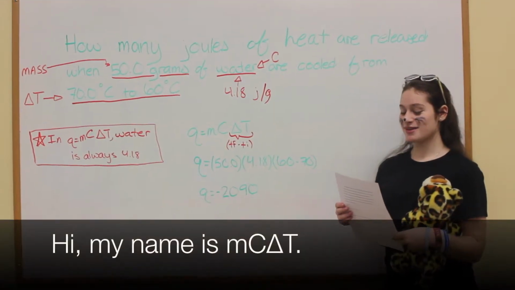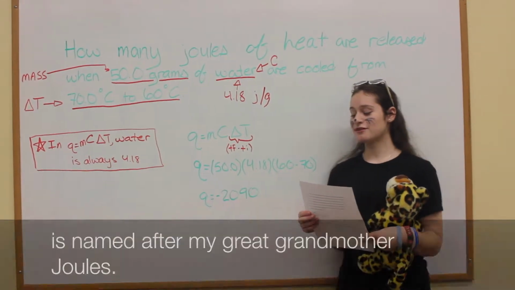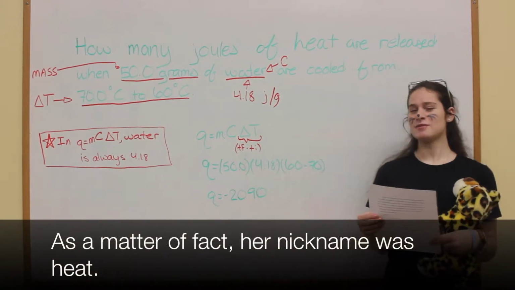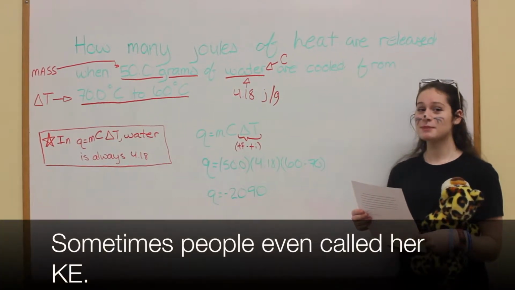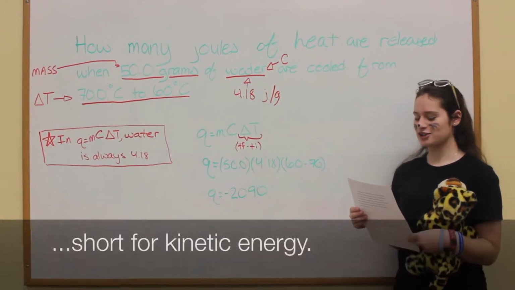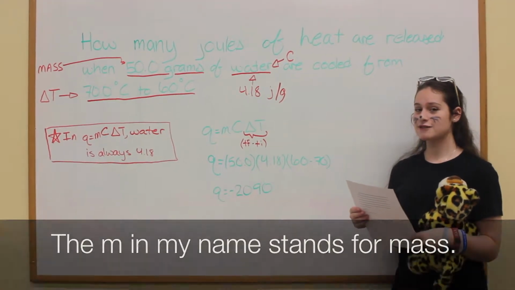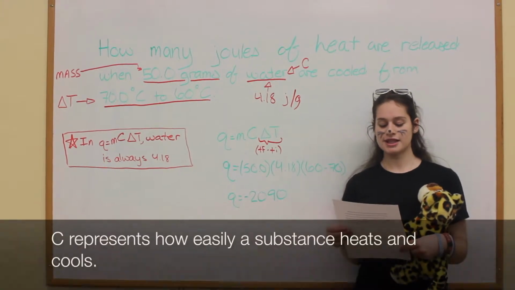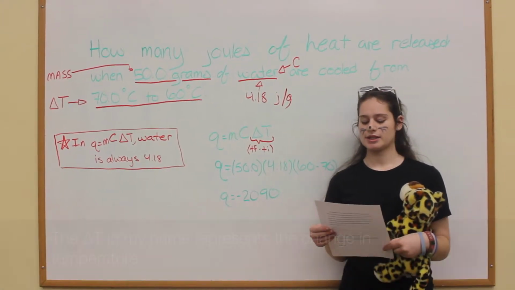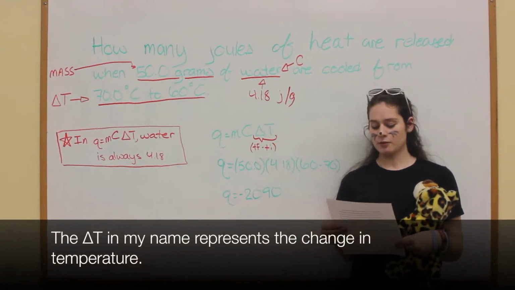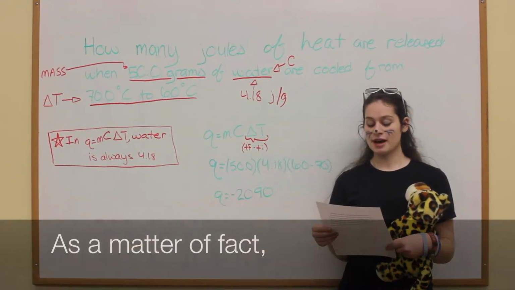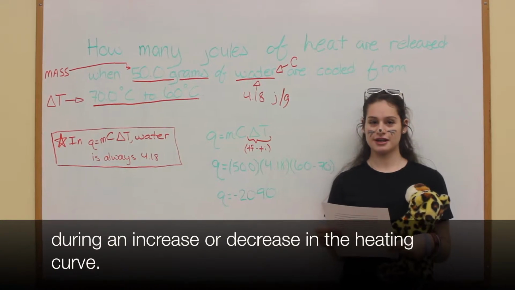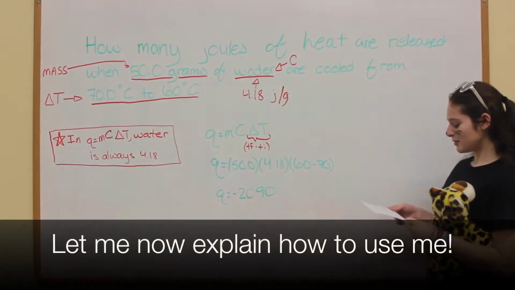Hi, I'm mcΔT. The Q in my name is named after my great-grandmother Jules. She was so hot. As a matter of fact, her nickname was Heat. Sometimes people even called her KE, short for kinetic energy. The m in my name stands for mass. The c in my name is specific heat. The c represents how easily a substance heats and cools. The ΔT in my name represents the change in temperature. As a matter of fact, I am the only equation that is used during an increase or decrease in the heating curve. Let me now explain to you how to use it.